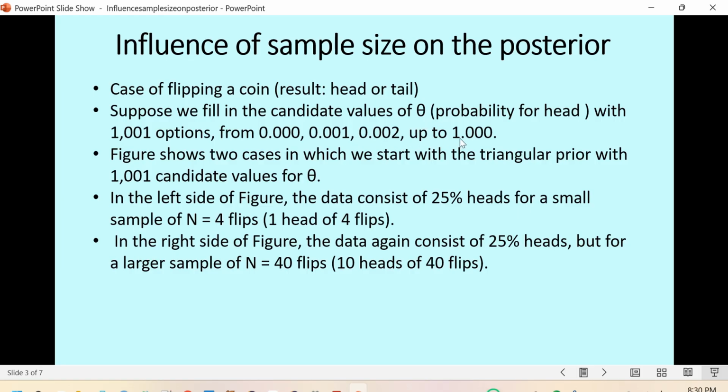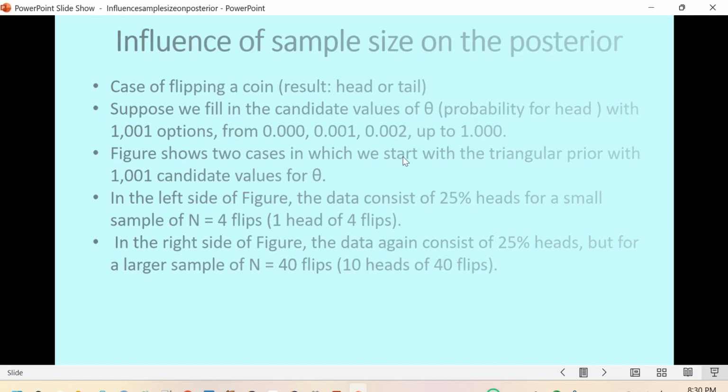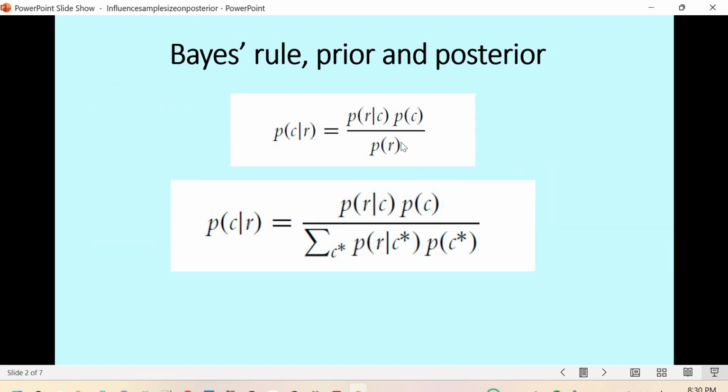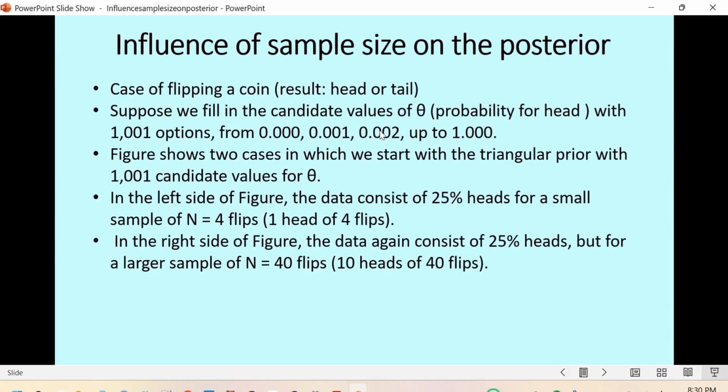So for each value, we have a Bayes formula to get the posterior, right? So now we will plot figures based on prior information, likelihood information, and posterior. And we focus on trying two experiments. In the two experiments, we start with a similar or very close triangular prior for these 1,000 candidate values for theta. Then the likelihood comes from the data side.